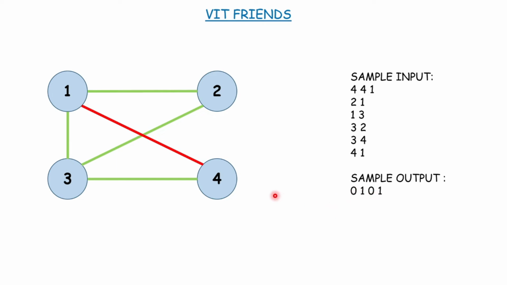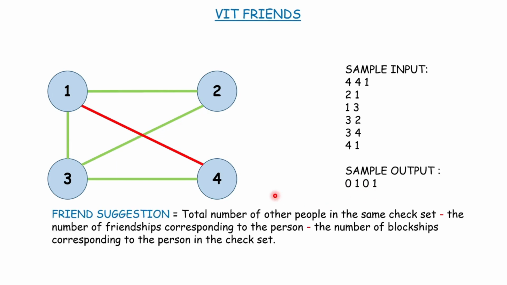Now the simple logic to find this answer is: friend suggestions for every ith node equal the total number of other people in the same check set, we'll see what this check set means in a minute, minus the number of friendships corresponding to the person, minus the number of blockships corresponding to the person in the check set. Now the check set means a union set or a disjoint set. We'll see what a disjoint set is.